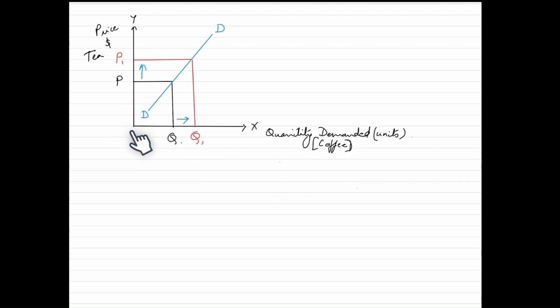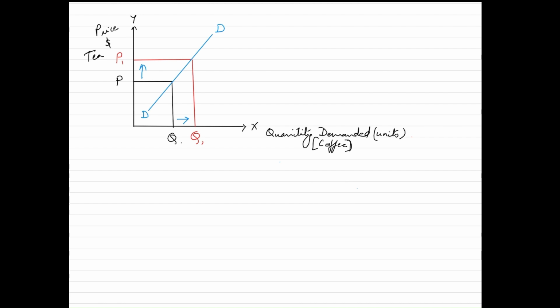Now when we plot the scenario where the price of tea is rising, due to which the quantity demanded for coffee increases, we get an upward sloping demand curve. Why are we getting an upward sloping demand curve? Because there's a positive relationship between the price of one commodity and the demand for, or quantity demanded of, the other commodity. If this kind of relationship exists between two commodities, they are considered substitutes.